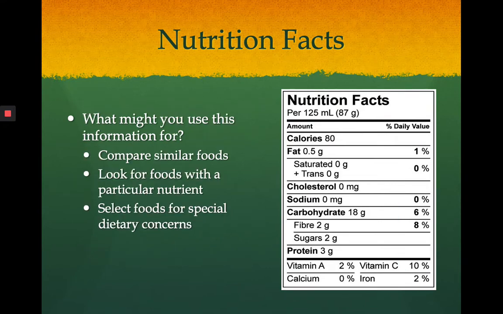Okay, so what might you use this information for? Well, you might use it to compare similar foods. You might have 2 boxes of crackers and you want to see, well, how do these stack up? You'd want to compare serving sizes and some of the other items on there that matter to you. You might use this label to look for foods with a particular nutrient. Maybe you need some more fiber in your diet because your doctor told you you need to deal with some of that. Or maybe you're wanting to get some more protein. So the nutrition facts label is helpful with that. Or you need to select foods for special dietary concerns. Again, you might need more iron or more vitamin C, whatever the case may be.